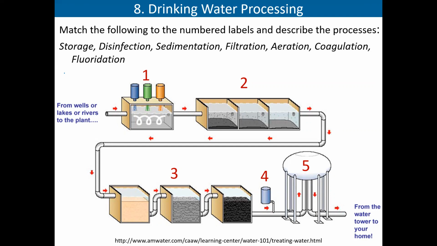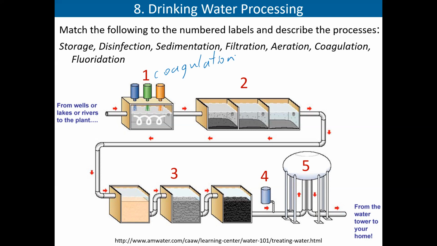What I want you to do is make a flow chart or a diagram. Your diagram could look something like this, and then discuss the major processes, right? If you take a look, this is drinking water processing. So what's going on here at number 1? Number 1, we have the coagulation, right? So this is coagulation and flocculation.